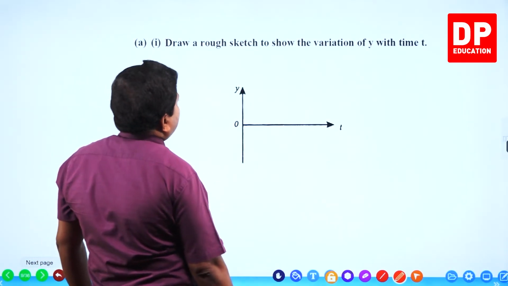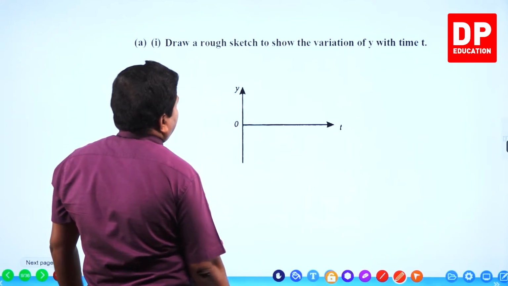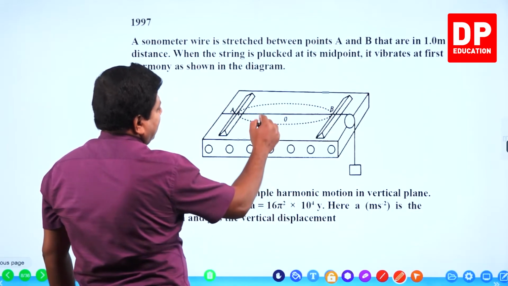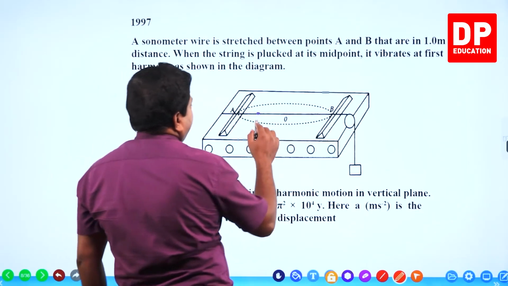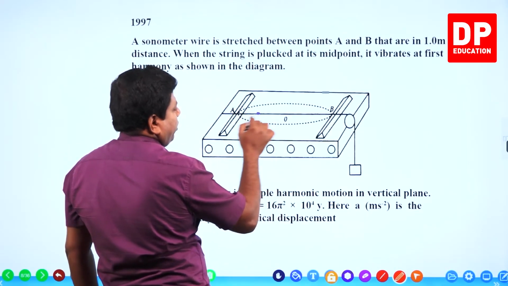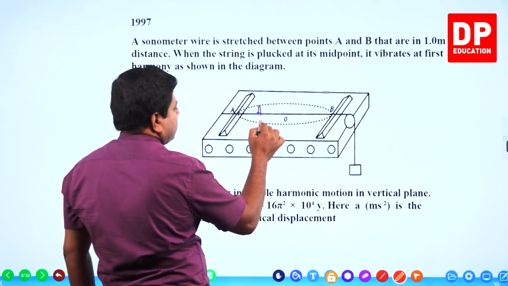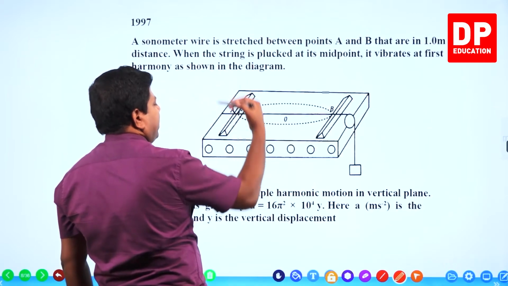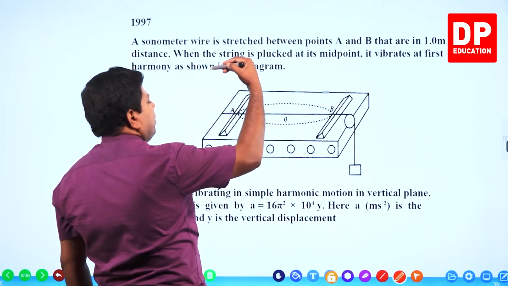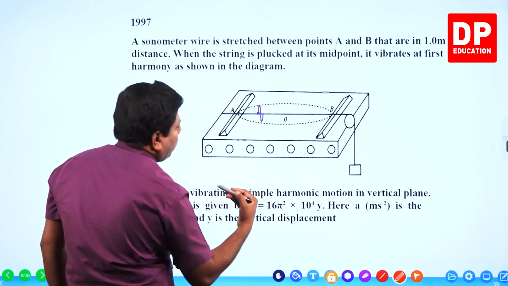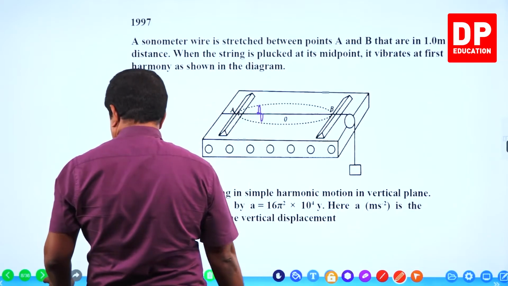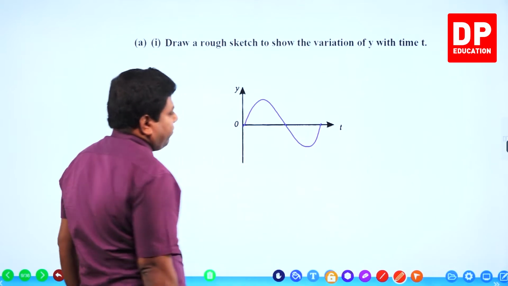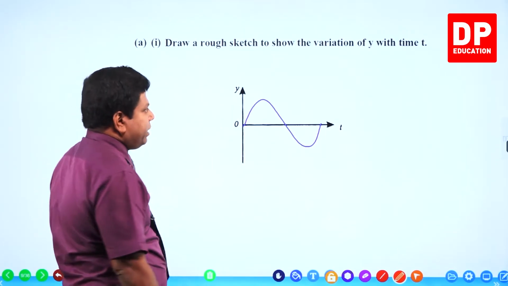Draw a rough sketch to show the variation of y with time t. Y is the vertical displacement. If you take a particle here, initially it's at 0, the same point, then it goes up, comes down, goes up. That's how it's going to move. If I take upside as positive, it goes up, comes down to 0, goes down in negative and comes up. A sine wave, that's how it's going to continue, right?